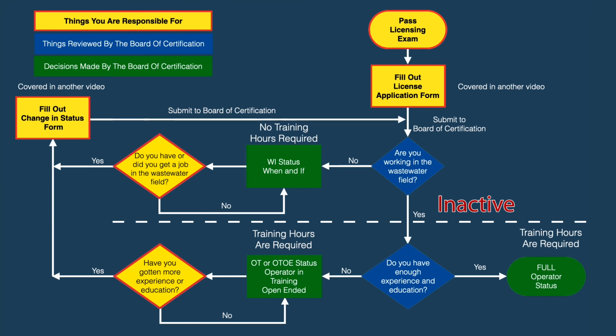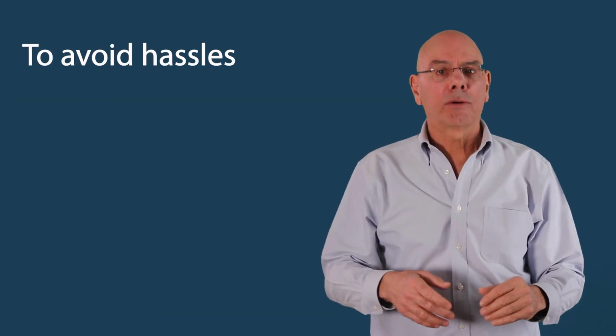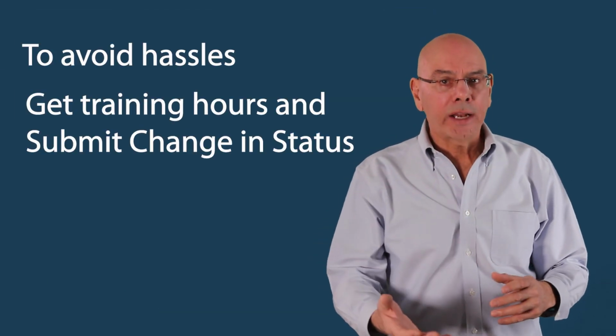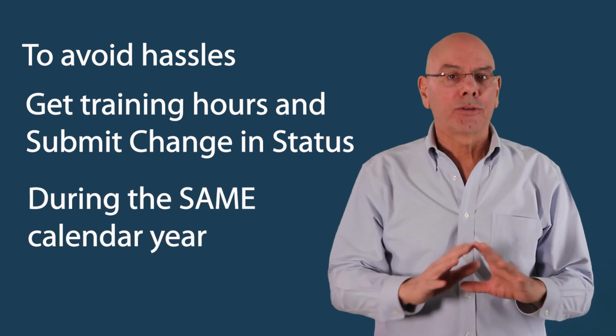Now, if you're inactive and you get a job back in the wastewater field where you need your license again, you should change your status back to active. But you'll need to get and submit 10 state-approved training contact hours and include proof of those hours when you submit a change in status form to change your status back to active. Be sure to get your training hours and submit the change in status form in the same calendar year to avoid hassles.